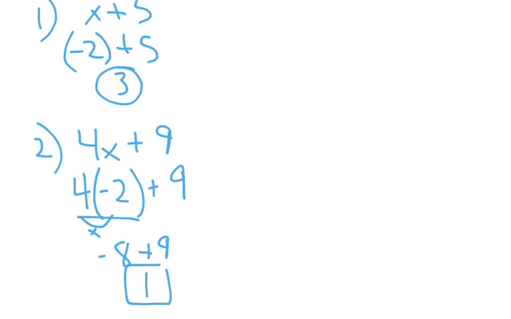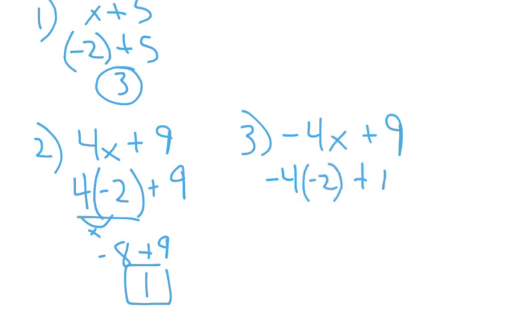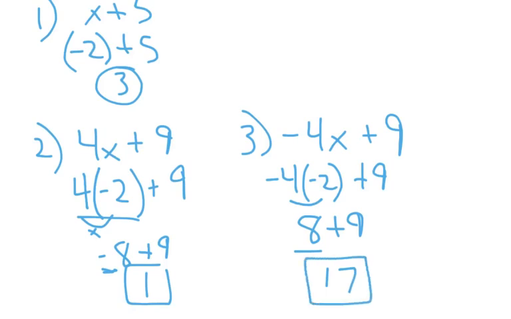Now, I want to show you a different variation of this one. Let's say we did -4x plus 9. So the parentheses are really helpful here. So -4 times -2 plus 9. So here we're going to multiply -4 and -2 for +8 plus 9. And so now you can see how the negative sign plays a big difference between numbers 2 and number 3. In number 2, it was -8, but now it's +8. And so when we add that to 9, we're going to get +17. So again, that's why I suggest you use parentheses to help you with that.